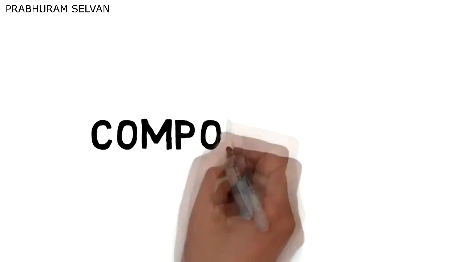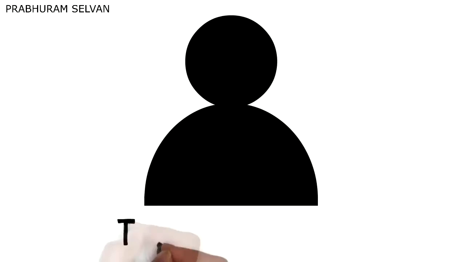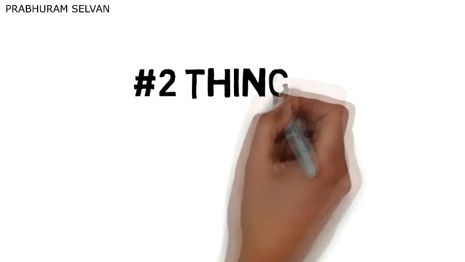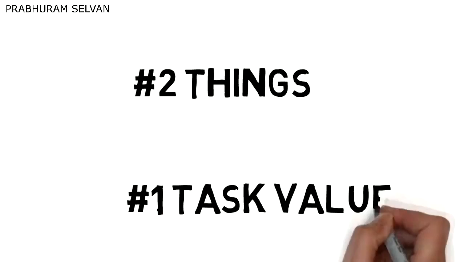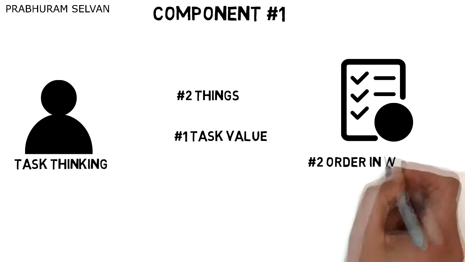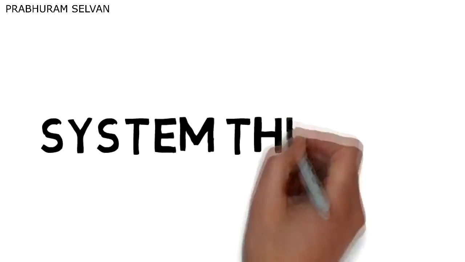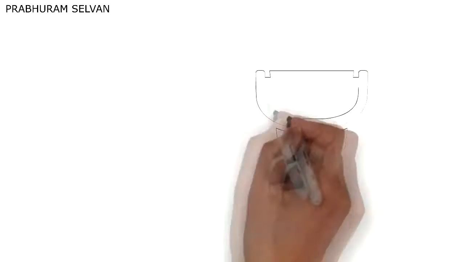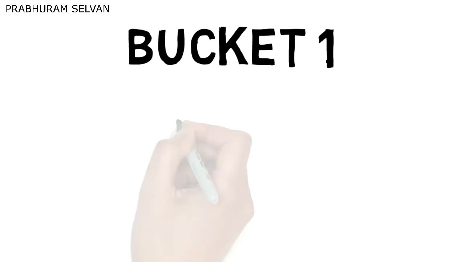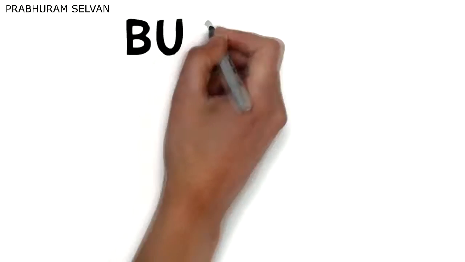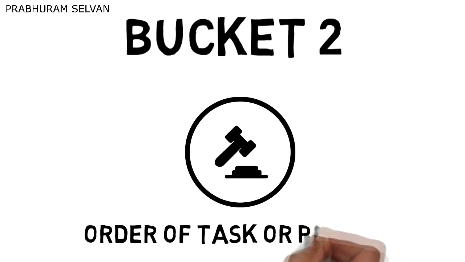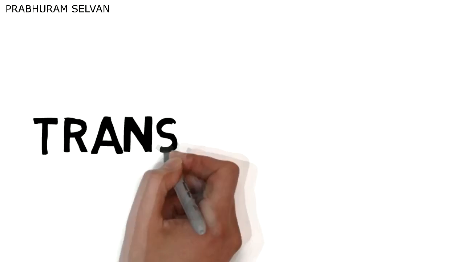Let's now move into component number 1, task thinking. Task thinking is all about 2 things. Number 1 is the task value, and number 2 is to set the order in the workflow. System thinking should allow you to think of every task in your business in 2 buckets. Bucket 1 is the value of the task, and bucket 2 is the order of the task, or can be called the priority of the task.